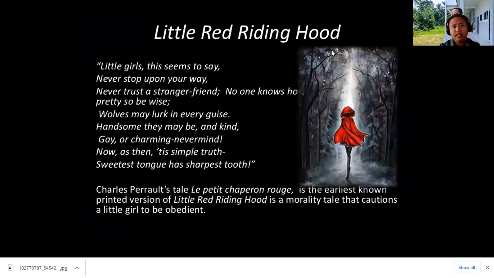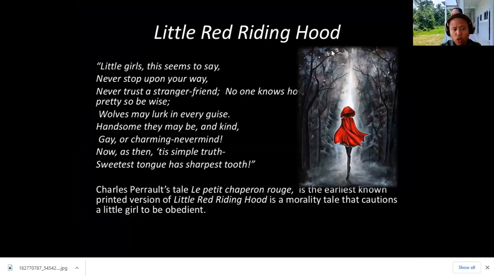Little Red Riding Hood. Little girls, this seems to say, never stop upon your way. Never trust a stranger friend. No one knows who, pretty so be wise. Wolves within lurk in every guise. Handsome they may be and kind, gay or charming, never mind. Now as then, 'tis simple truth, sweetest tongue has sharpest tooth.